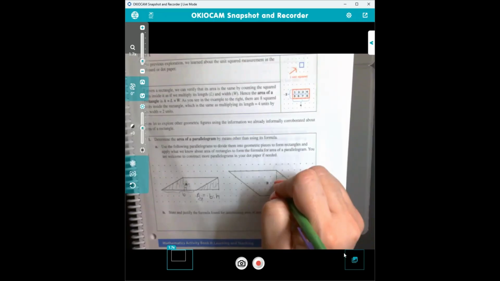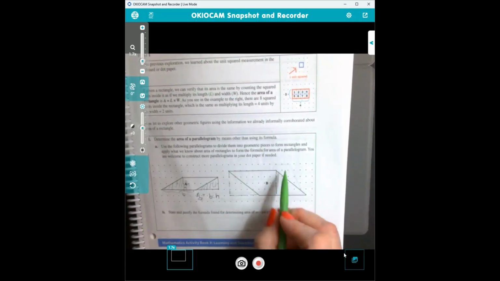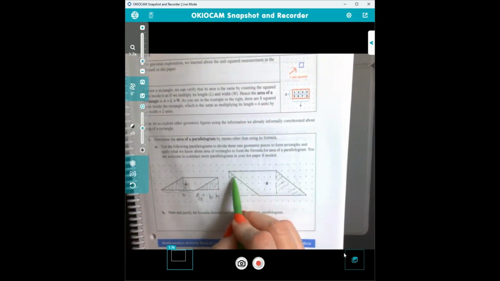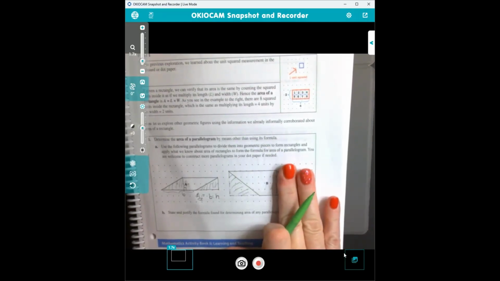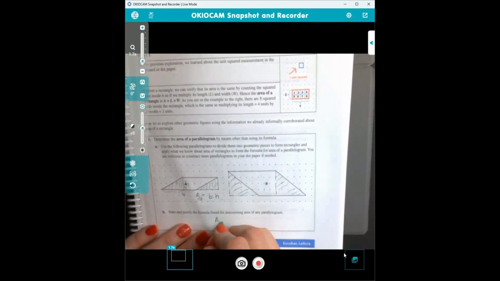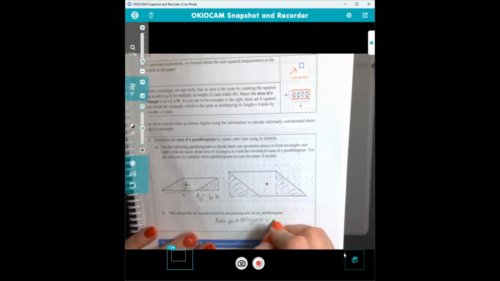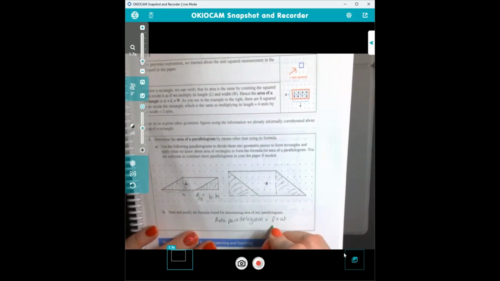And the same thing could be applied to this one, right? If you draw right here, you're going to see that's the same piece you're missing over here. You're going to take this and move it over here. Now you have a rectangle. So again, that's why you have base times height in there. And that's why the area of the parallelogram is derived from length times width, where now the length is your base and the width is just going to be the height.